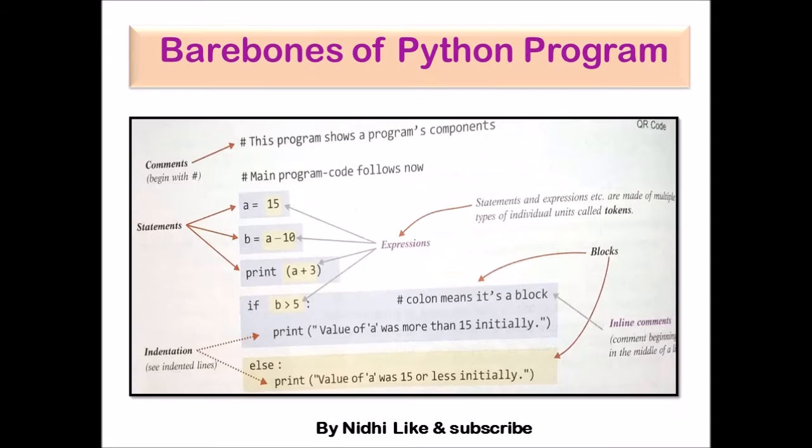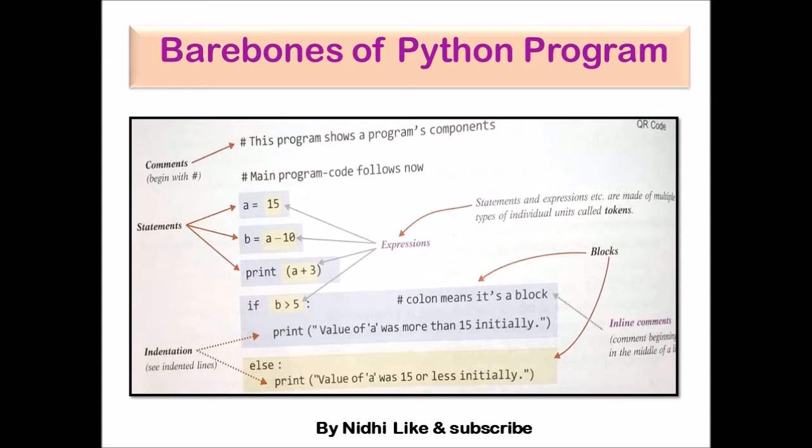Now let's see the bare bone of Python programming. Bare bone means the structure of a Python program. In Python we have comments, then statements, then indentation. Comment means whenever we start a program, we give a heading to our program, which we generally write in a comment, and a comment always begins with the hash symbol. So see here, hash, and then you can write whatever your program name is.